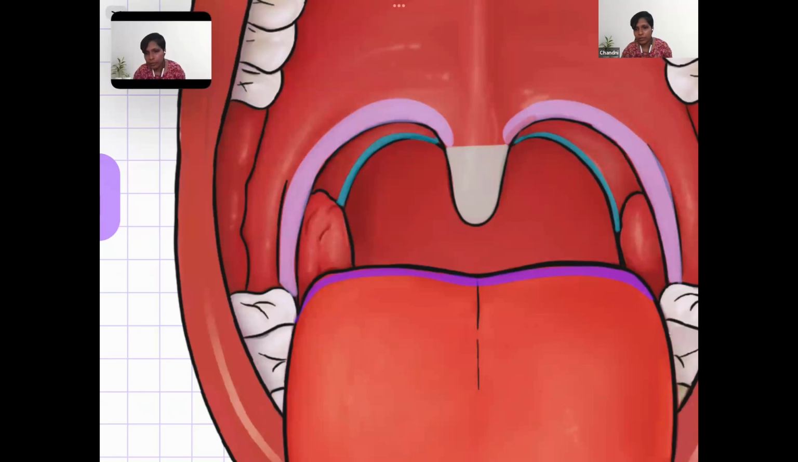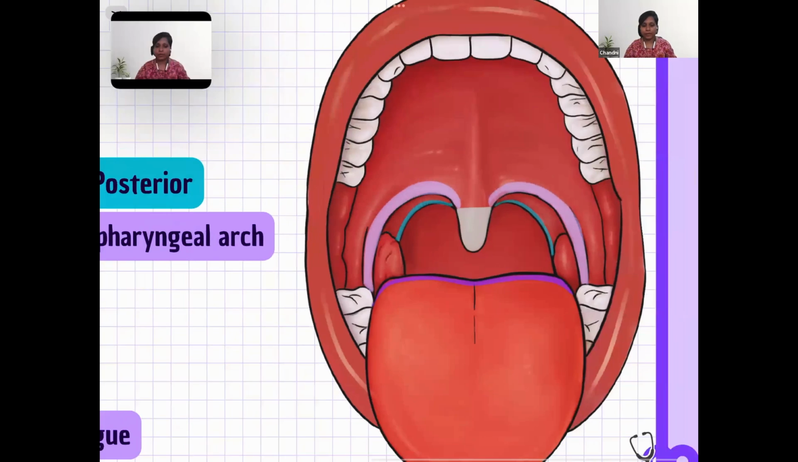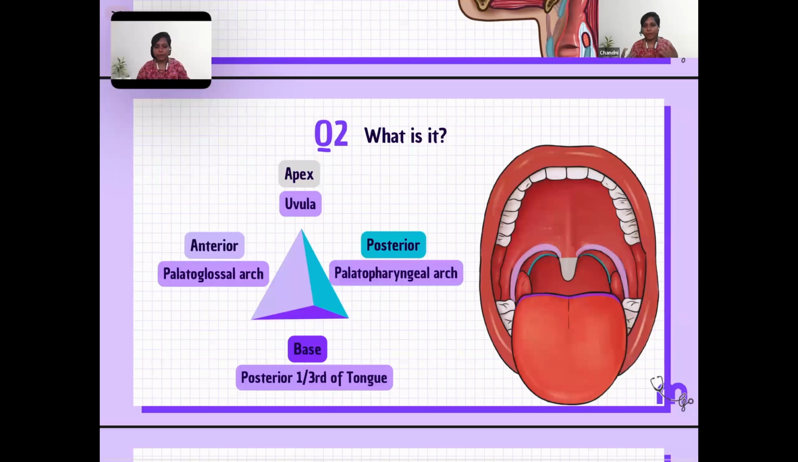Posterior third of the tongue. Is that what you're saying, Anna? Yes, I think that's what she's saying. So it's called the posterior one-third of the dorsum of the tongue. Yes, okay. This is the triangular fossa where the tonsil sits. But specifically, if an examiner asks you which part of the pharynx the palatine tonsil lies in, it's one of the contents of the lateral wall of the oropharynx.